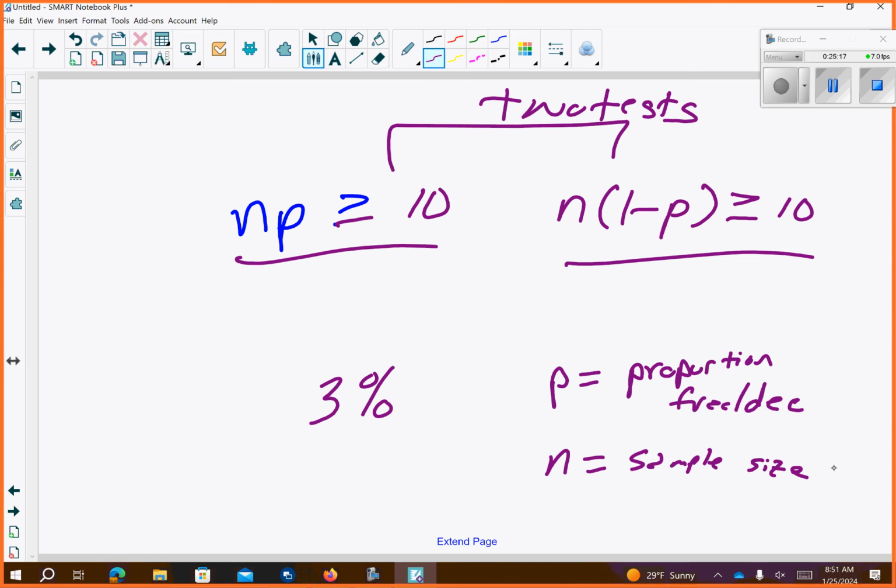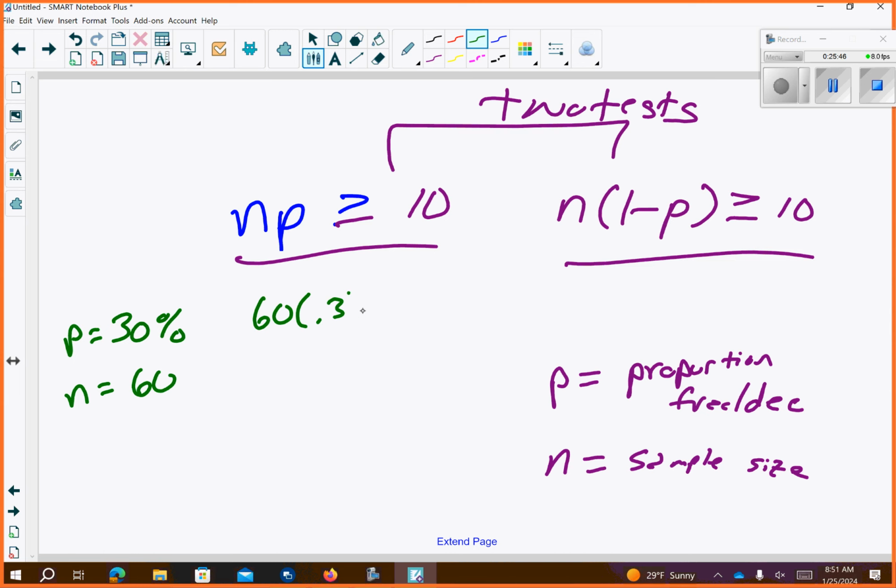If we had something randomly given, let's say they told us that 30% of something, so this is your p, with a sample size of 60. What we have to do is go 60 times 0.3. Is that greater than or equal to 10? That comes out to 18. Is 18 greater than 10? In this case, it is.